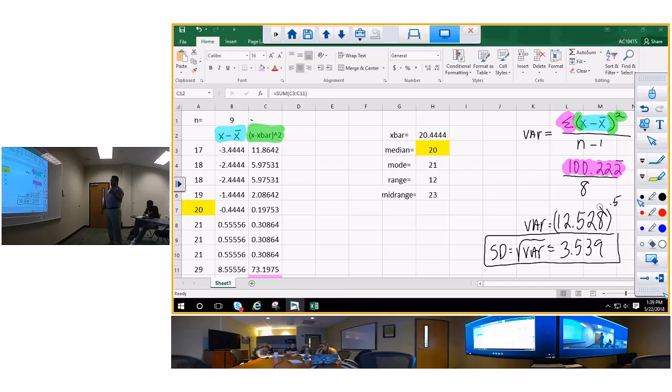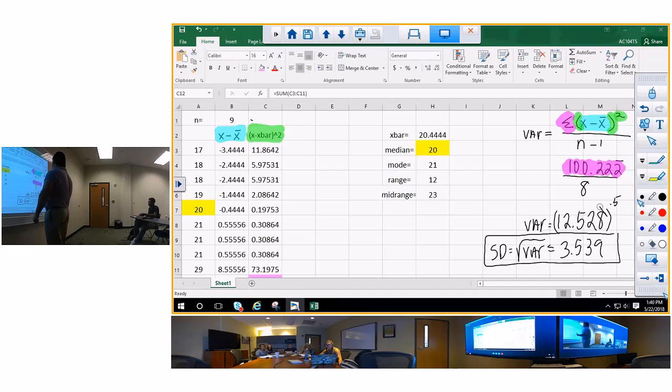Now I want to ask you a question. I want you to write down the mean and the standard deviation. Let's say 20.4 is the mean, and 3.5 is the standard deviation. I want you to write those two numbers down, because I'm going to explain to you what standard deviation is. The best way to explain it is to draw it.